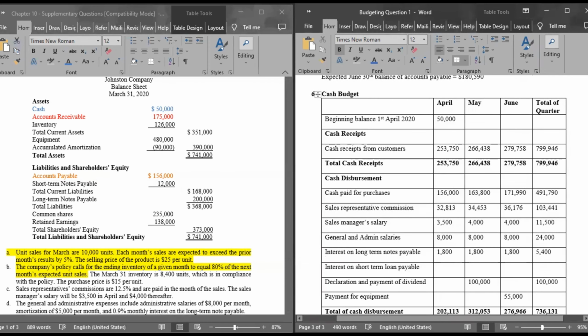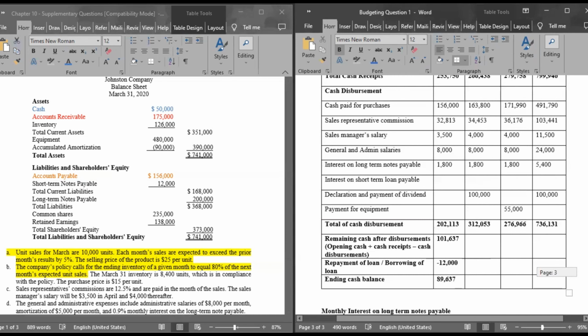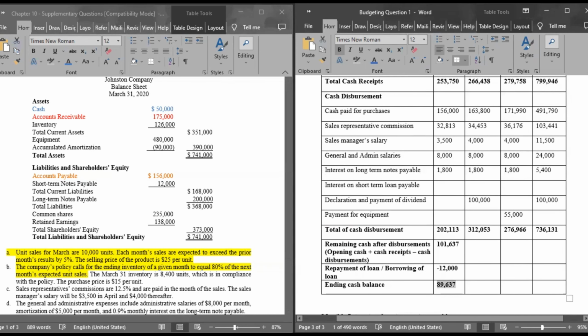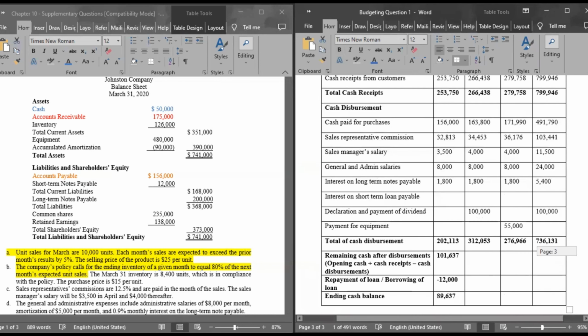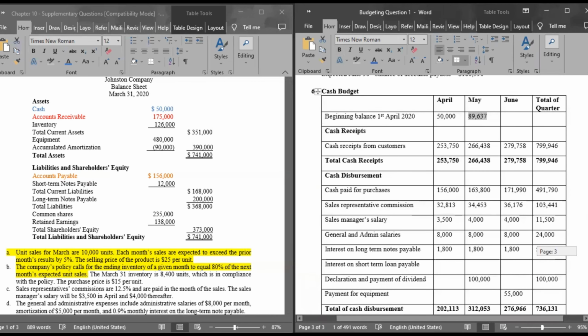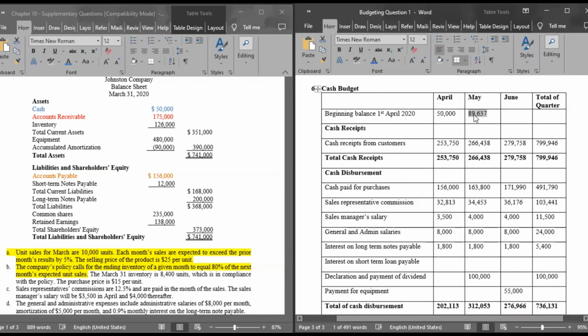Next, this ending balance of April will be the opening balance of May. Just take this value to May. This is the ending balance of May. So again, we will calculate the amount of remaining cash. The formula for the remaining cash will be: add the opening balance of May to the cash receipts and subtract the cash disbursements. So just calculate this value.